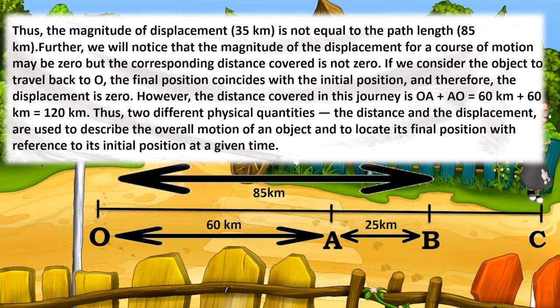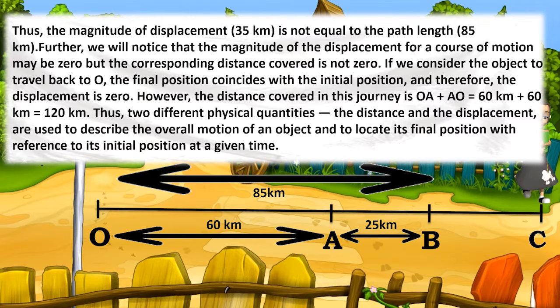It is also observed that the magnitude of displacement for the motion of an object can never be zero. Distance can never be zero, but displacement for the motion of an object can be zero. If the object begins its journey from one position and ends the journey at the same position, the initial and the final positions coincide, hence the displacement results to be zero.